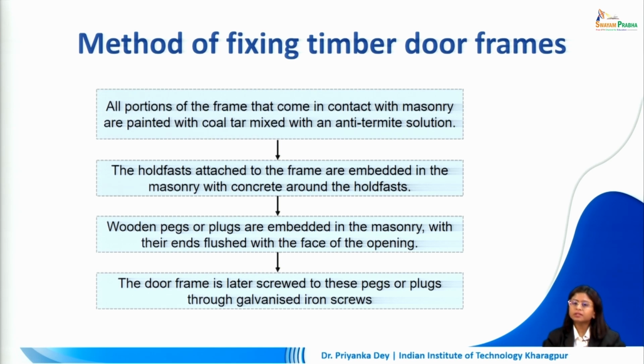So, the holdfasts attached to the frame are embedded in the masonry with concrete around the holdfasts. Now, wooden pegs or plugs are then embedded in the masonry with their ends flushed with the face of the opening, and finally the door frame is screwed to these pegs or plugs through galvanized iron screws.